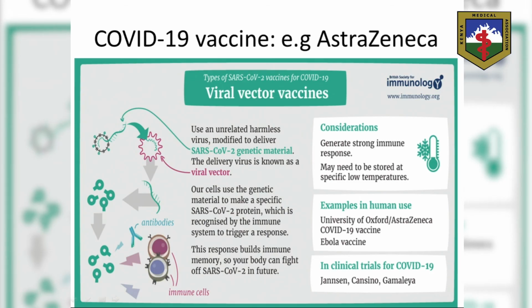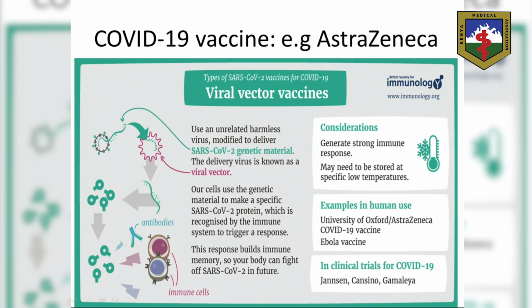Then we have the COVID-19 vaccine. The COVID-19 vaccine currently used in this country is a viral vector vaccine known as the AstraZeneca vaccine or the Oxford vaccine. What do we mean by viral vector vaccine? It uses a relatively harmless virus that you modify to deliver the SARS-CoV-2 genetic material. Then the virus delivers it to the body cells. And the virus that delivers the genetic material is what is called the viral vector.